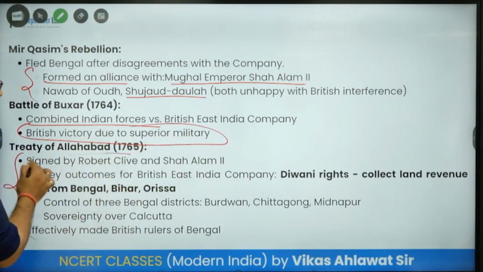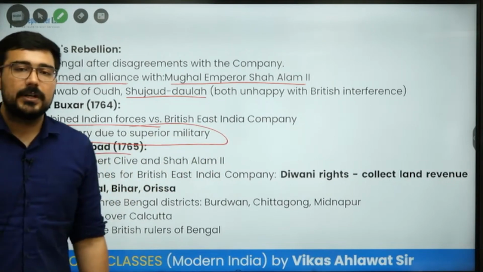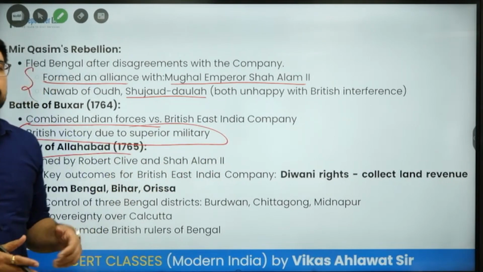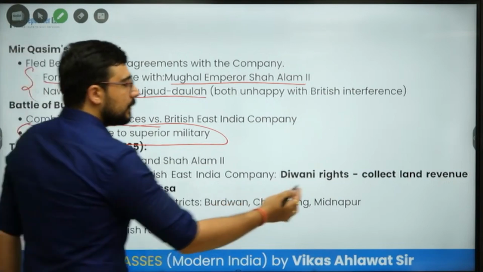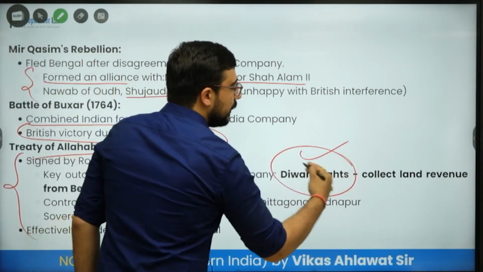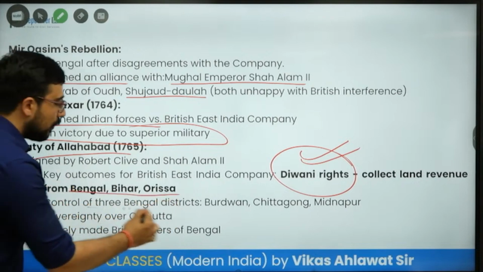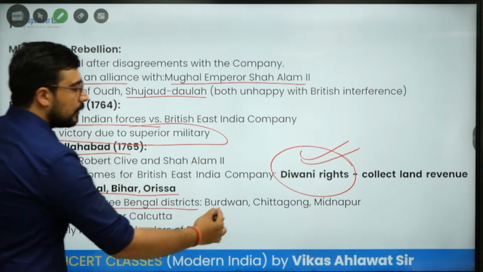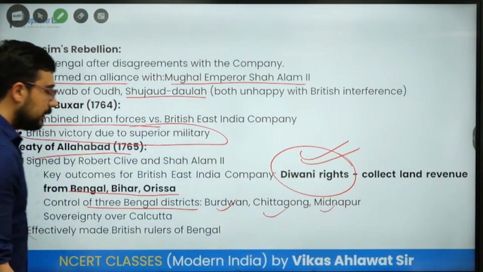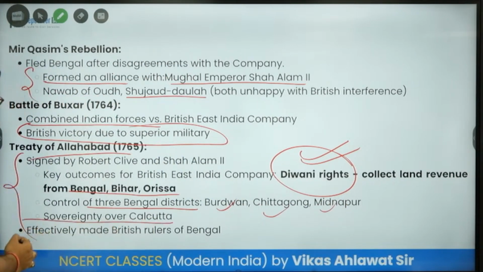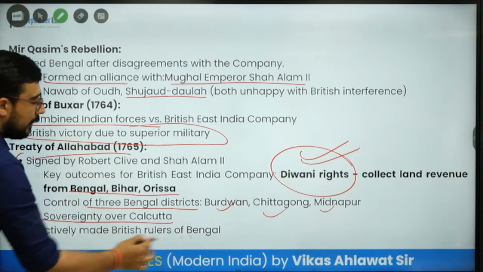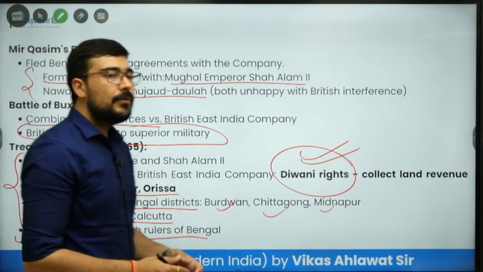one of the most famous treaties for the British. This is the Treaty of Allahabad, signed in 1765. Through this treaty, they got Diwani right, the right to collect revenue from the provinces of Bengal, Bihar as well as Odisha, and this was very, very important. They also got 3 Bengal districts: Burdwan, Chittagong as well as Midnapur. Sovereignty over Calcutta was now complete, and they became the rulers of Bengal.